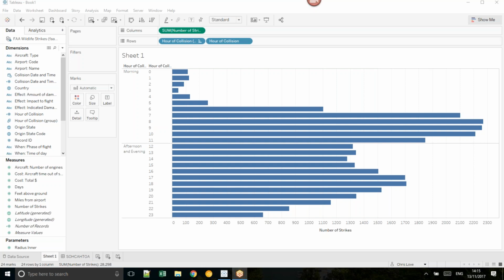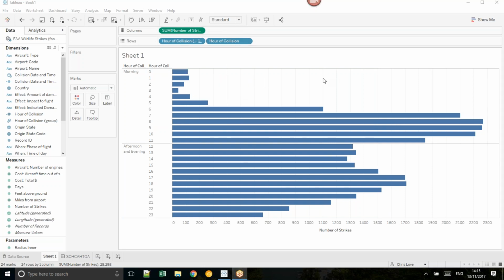I'm going to use the same example. So I've got here the FAA wildlife strikes data. That's aircraft striking different animals, be it on the ground or in the air. Most of them are birds, as you can imagine. What we've got is data on when those collisions happened. So I've created this group that just groups them up into morning and afternoon and evening, shows the hour of the collision, and also the number of strikes across here.